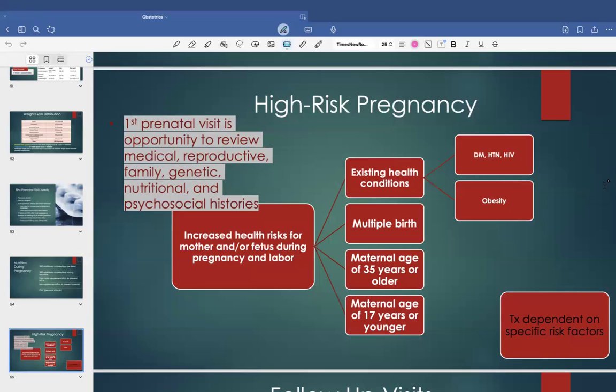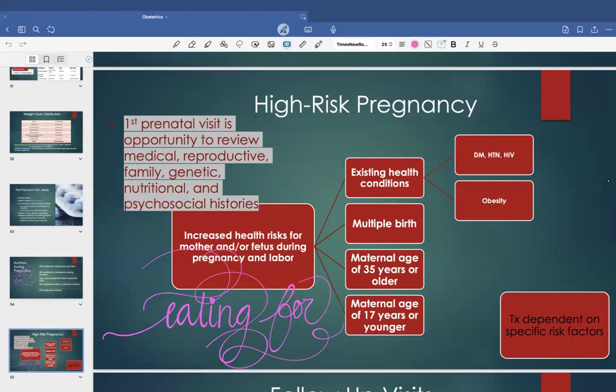The friend that I was talking about, her daughter-in-law was 20 years old when she had that baby in the hospital. So she was a young mom. But you should be aware of teenage moms and then moms of an advanced maternal age.